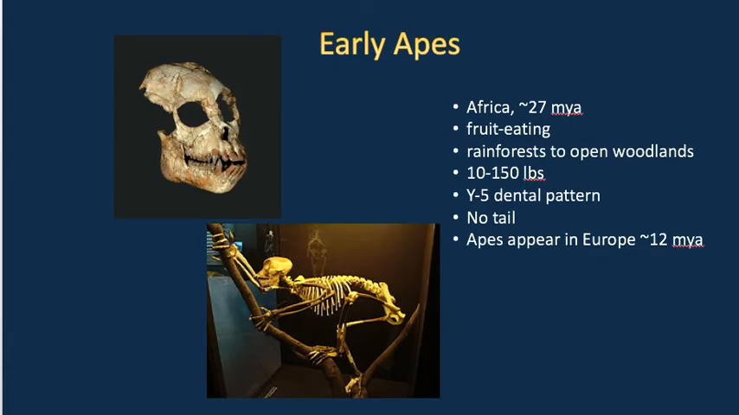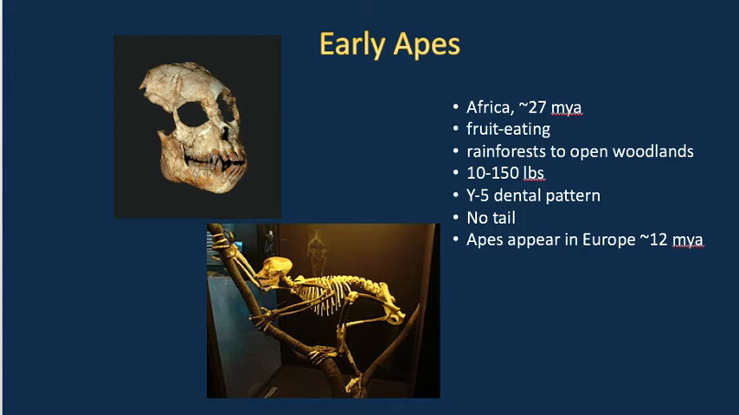Early apes appear at the tail end of the Oligocene. And then, of course, into the Miocene, we see a lot of divergence within that category. We see the earliest ape-like animals in Africa dating to about 27 million years ago. We have plenty of evidence of what they were eating. Lots of studies have looked at their tooth morphology and have done isotopic analysis on their teeth and have determined that these apes were primarily fruit eaters, that they lived in a variety of different types of environments, from rainforests to open woodlands, and that there was a ton of variation in body size.